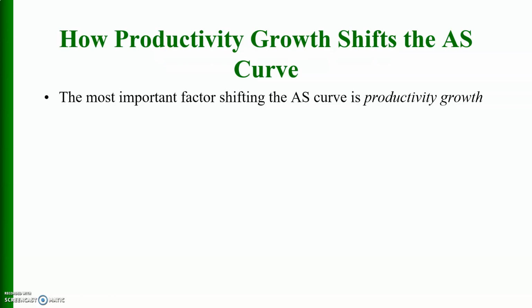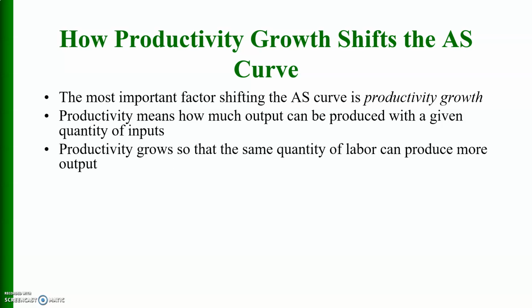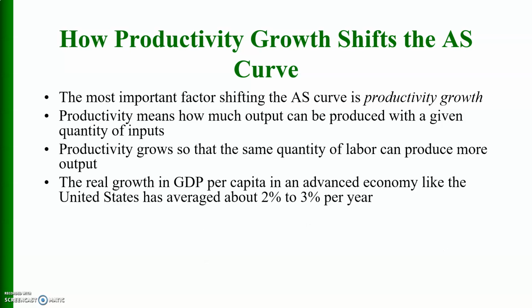Productivity growth shifts the aggregate supply curve. The most important factor shifting the aggregate supply curve is productivity growth, and it means how much output can be produced with a given quantity of inputs. Productivity grows so that the same quantity of labor can produce more output.